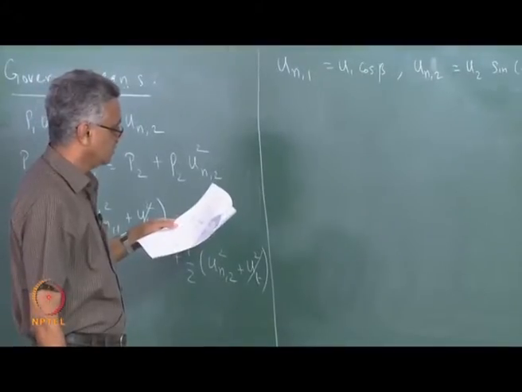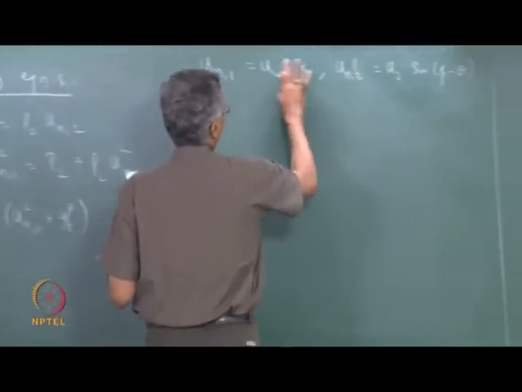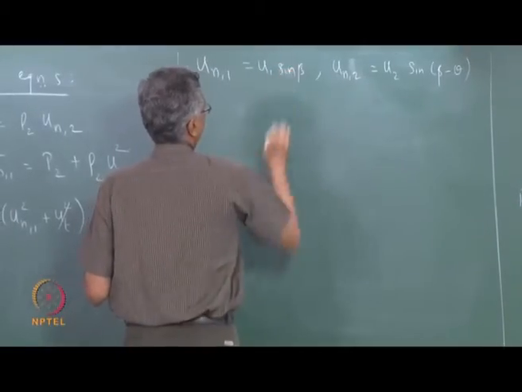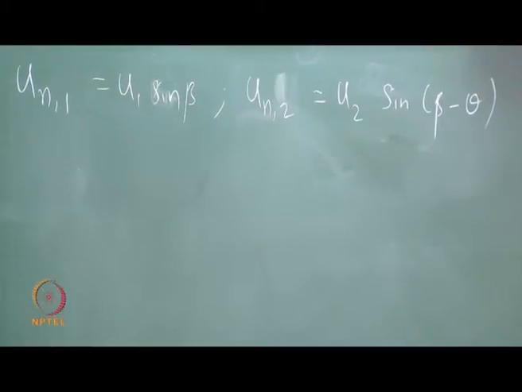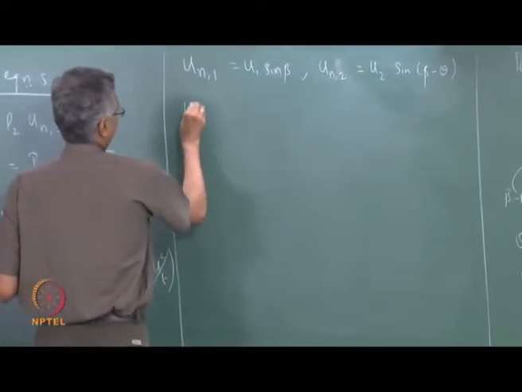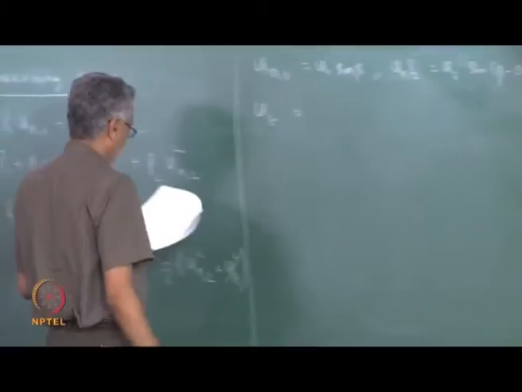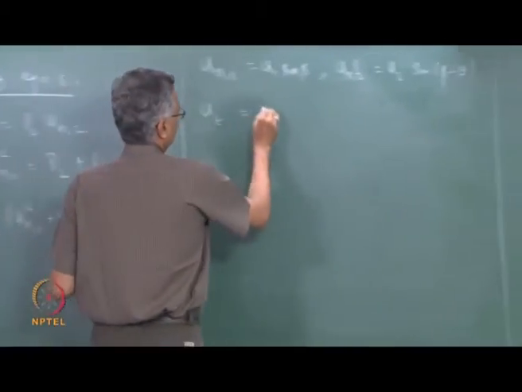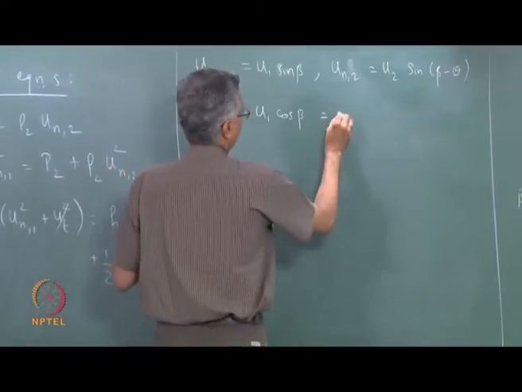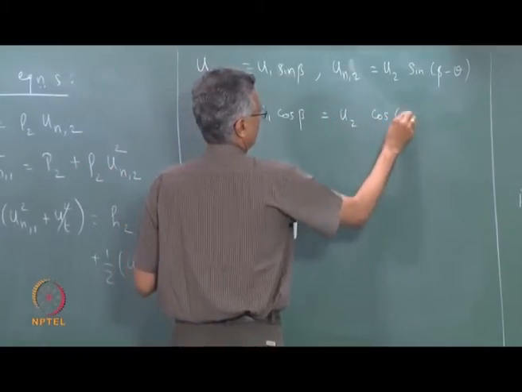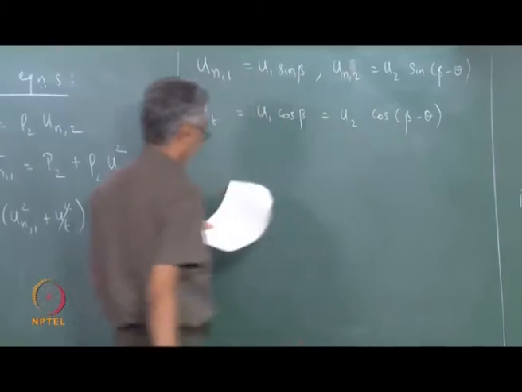Did I do this right? Oh, sine beta, thank you. And we also have ut is equal to u1 cosine beta, which is also equal to u2 cosine beta minus theta.